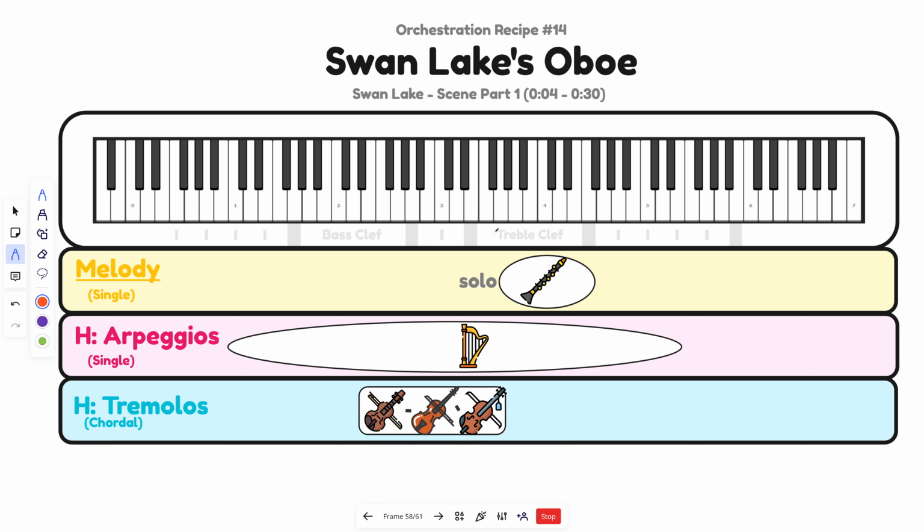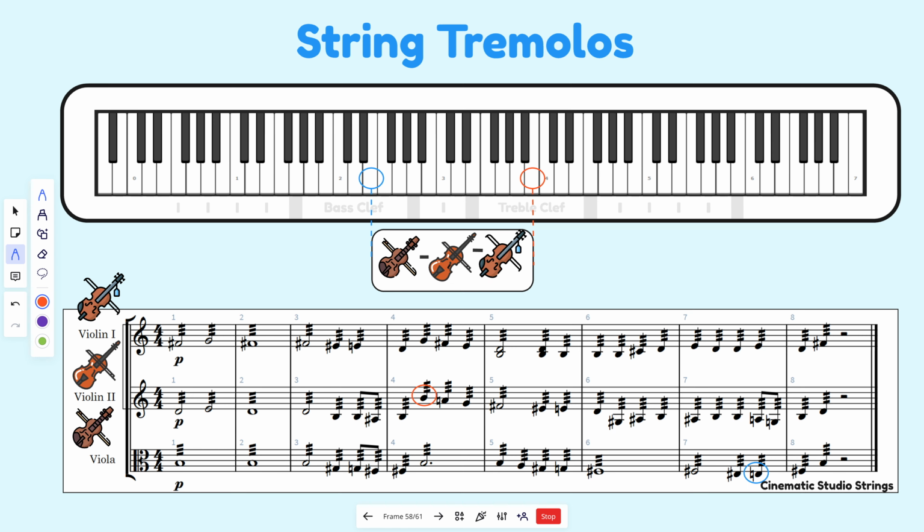Next, we want some tension in our texture, so add a layer of string tremolos below the range of the melody. Here, you'll see that the string tremolos cover a range from the middle of the bass clef up to about the middle of the treble clef.